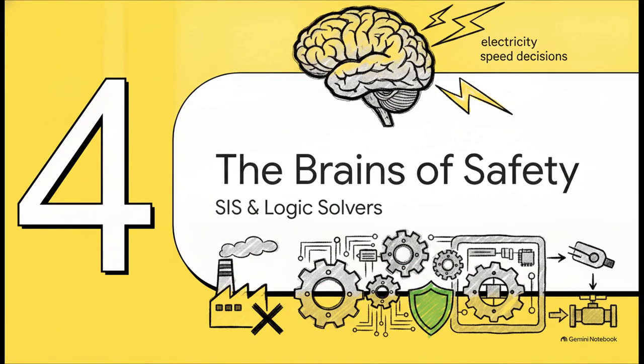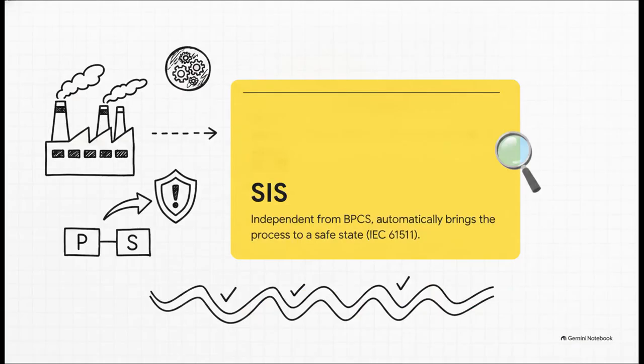Section 4, the brains of safety. We're moving from the physical armor to the system's logic. This is the brain that reads the data, thinks on its feet, and acts at lightning speed to prevent a disaster. I'm talking about the Safety Instrumented System, or SIS. And the absolute most crucial word to remember here is independent. It operates entirely separately from your basic process control system.